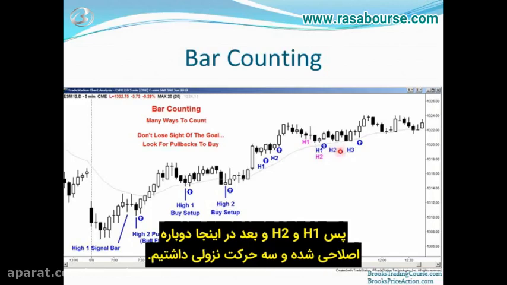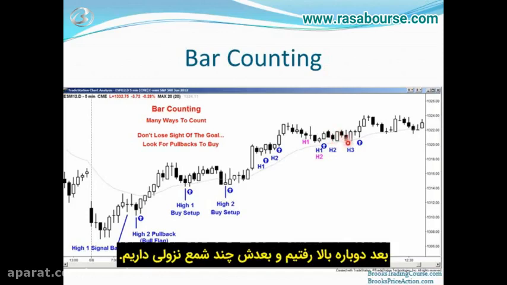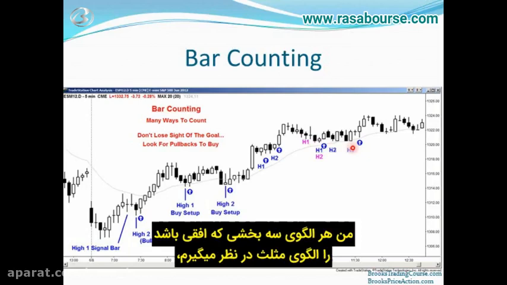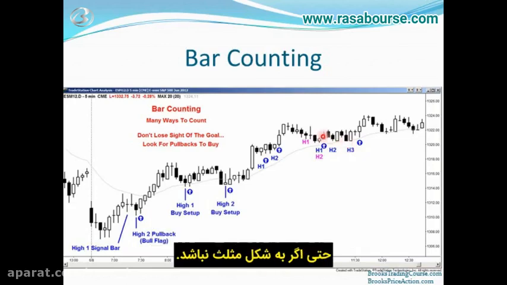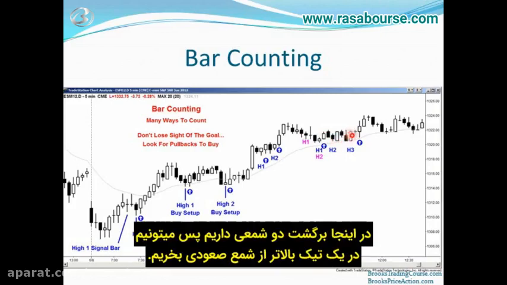We went sideways here and had 3 pushes down. A bear bar, up, a couple more bear bars, up, a couple more bear bars. So 3 pushes down. In my mind, I think of any 3 push pattern that's basically horizontal as a triangle, even if it does not have a triangle shape. So the buy setup is above the high of this bear bar. We have a 2-bar reversal here, so you could go long 1 tick above the high of the bull bar.